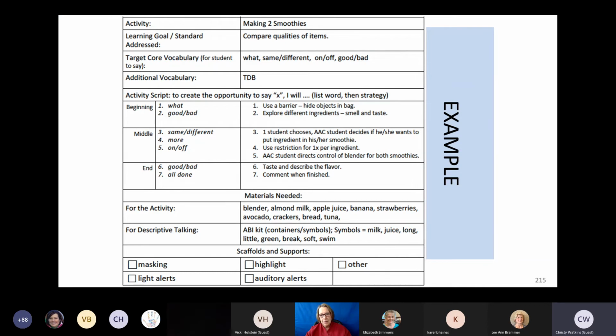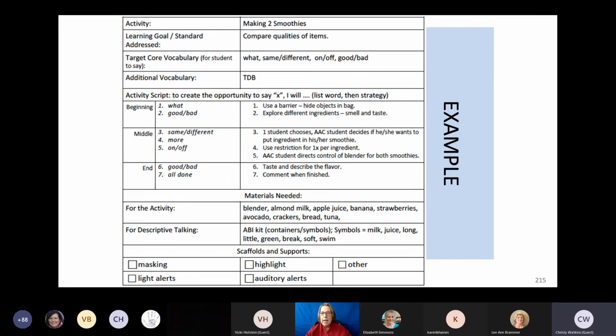So you can take a look at some of these examples. This is an example of a lesson plan put together for working on the activity of making a smoothie. We have our target vocabulary of, let's see, 2, 4, 6, 7 different words. And in doing the activity, this teacher has scripted a beginning, a middle, and an end so that they could make sure that there was a routine to every script.